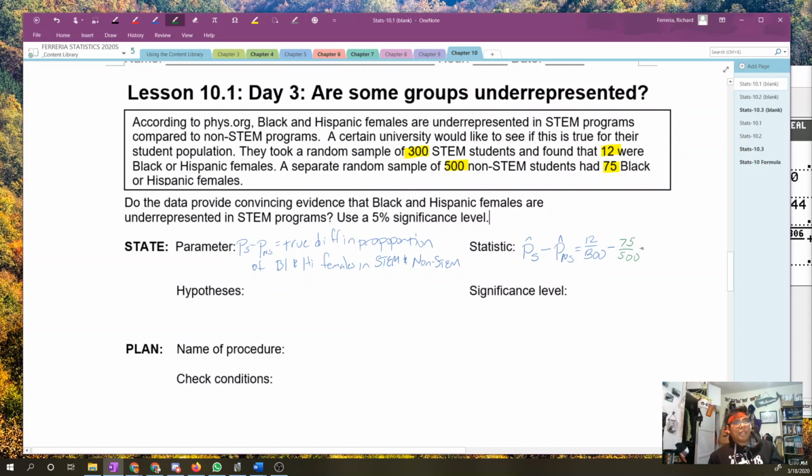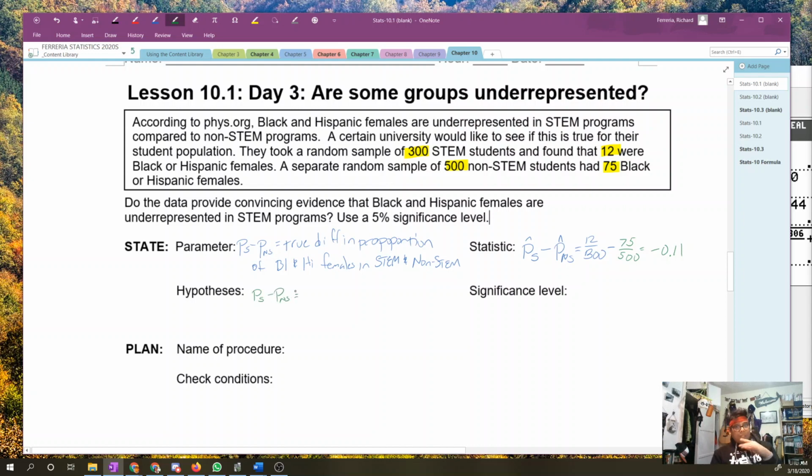And let's just ask Alexa what that is. Computer, how much is 12 divided by 300 minus 75 divided by 500? 12 divided by 300 minus 75 divided by 500 is minus 0.11. 0.11 negative. Okay. Hypotheses.